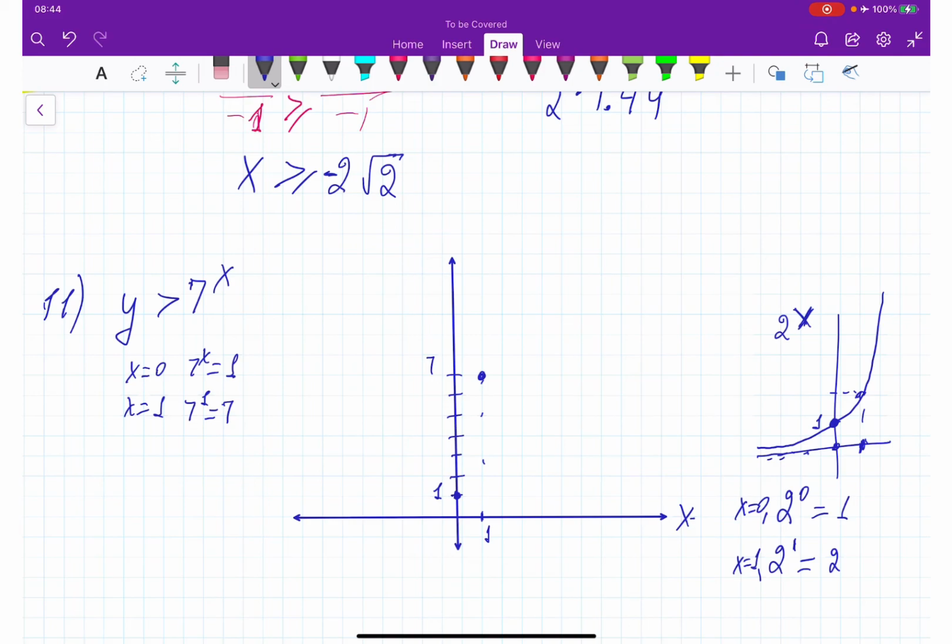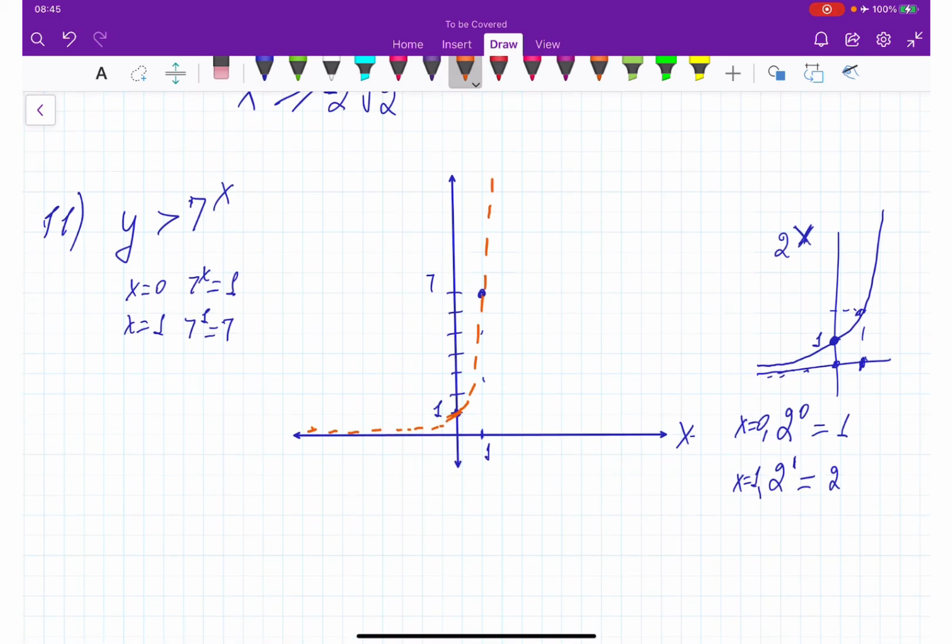Okay. Now, because the equal sign is missing, it's going to be dashes. So my graph is going to look like this, and again, I will put the reference at the end of the screen, how to graph exponential functions. Okay, so this is the graph.